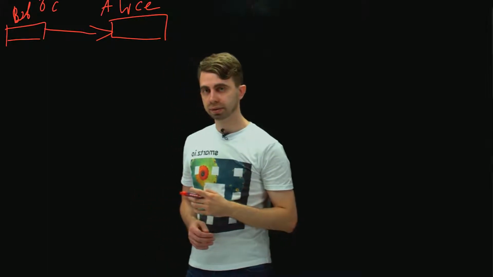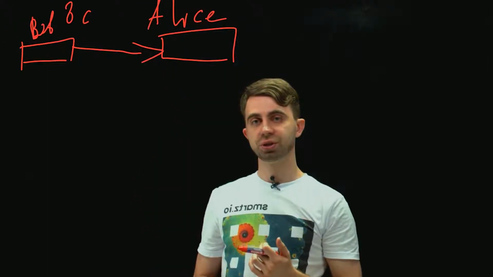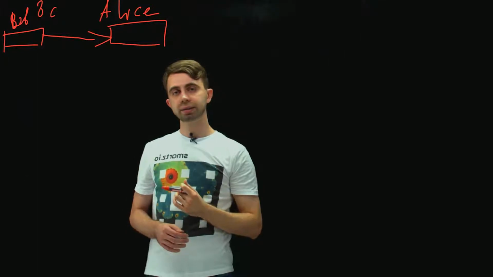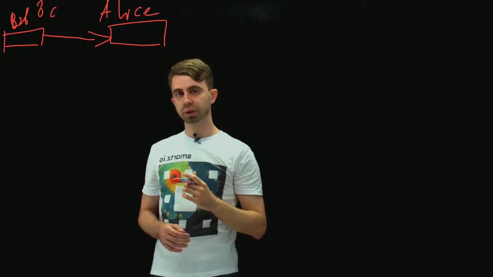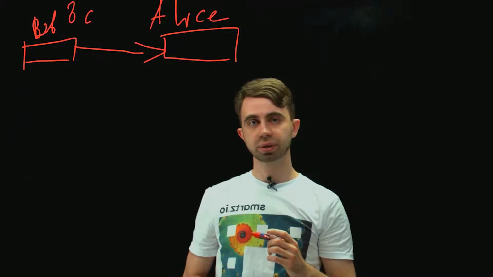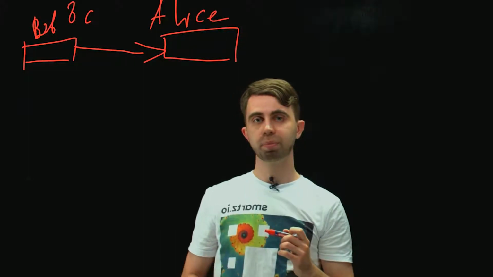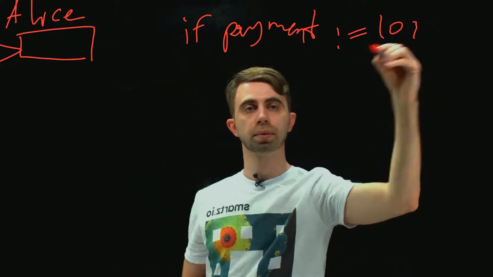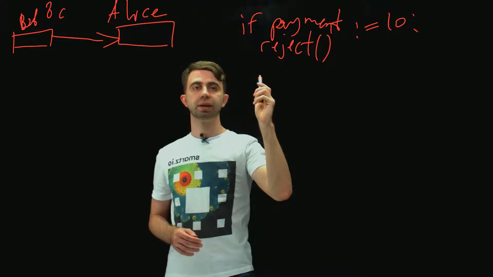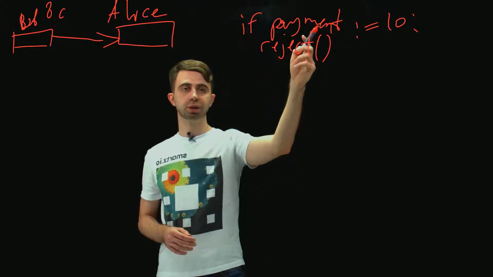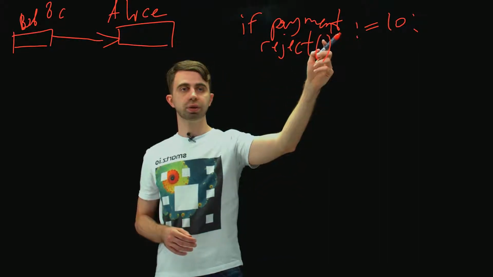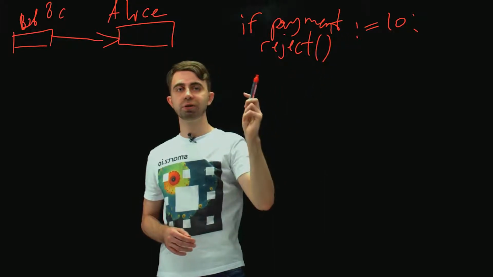Alice sells cakes and the price of each cake is 10 credits. Alice can use a smart contract to put a condition on incoming payments. In this example, any payment to the smart contract which does not equal 10 credits will be rejected.